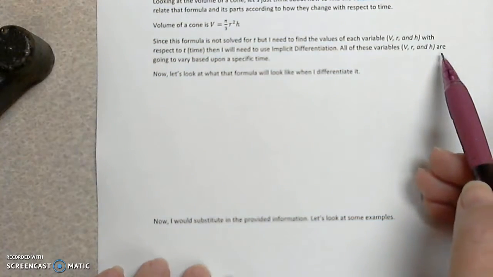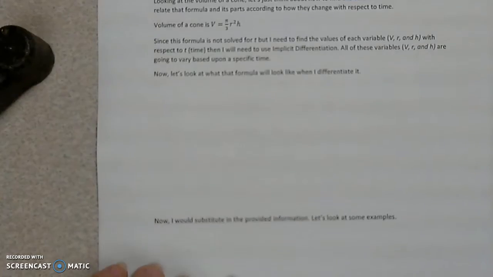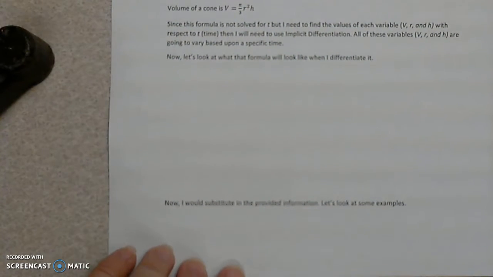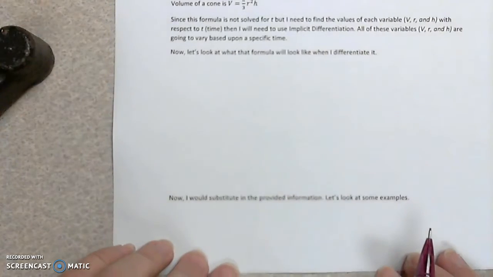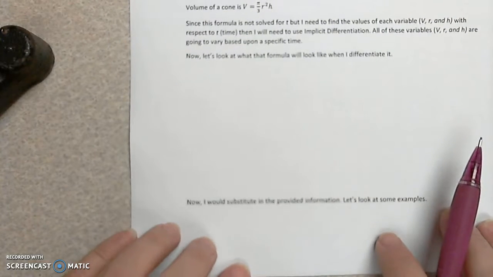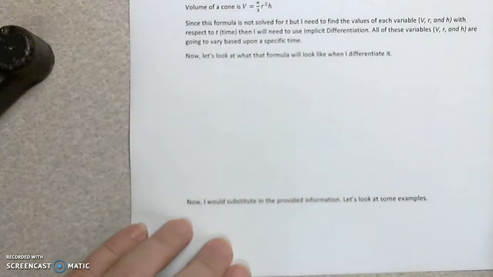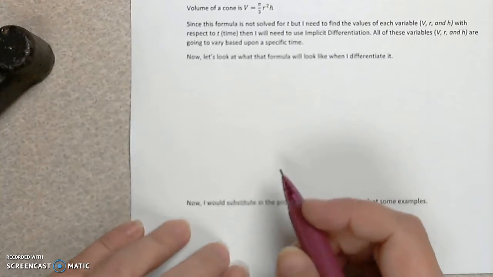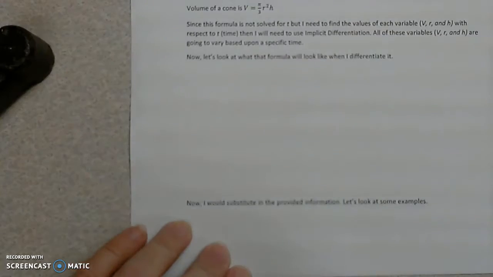All of these variables have values that are going to vary based upon some specified time. At what time is the water level this in my cone, or at what time is the height of my cone this, or at what time is the ladder a certain distance from the wall, things such as that. So I want to look at the formula and just see what it's going to look like when I differentiate it. Remember, to differentiate, you take the derivative of both sides, and this time we're going to differentiate with respect to t.